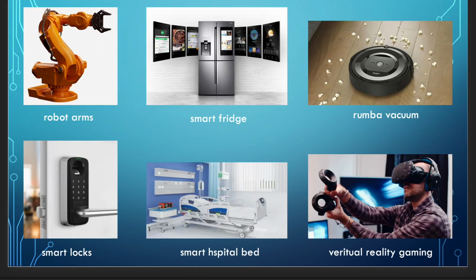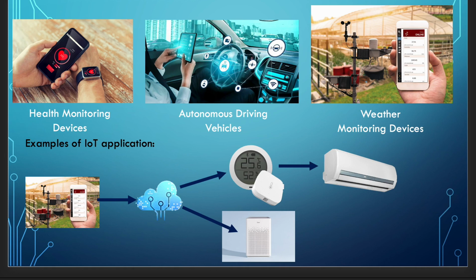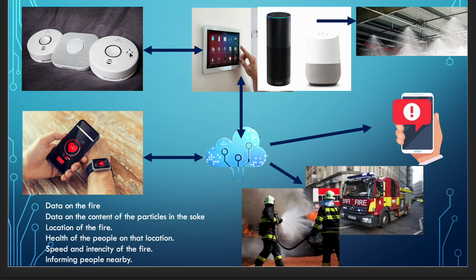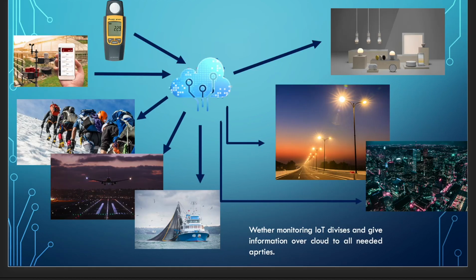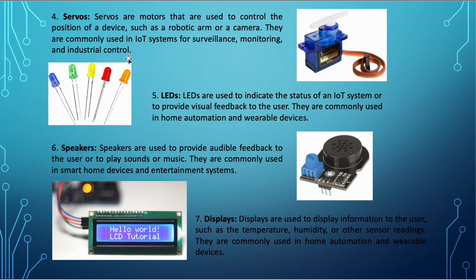So if you are going to automate traffic lights, it is very obvious where the LEDs are going to be. If you are going to automate traffic lights in an IoT system, so things like that. If you have a fire, red LEDs can light up and show that something is wrong. So on and so forth, right? LEDs are used for the same.